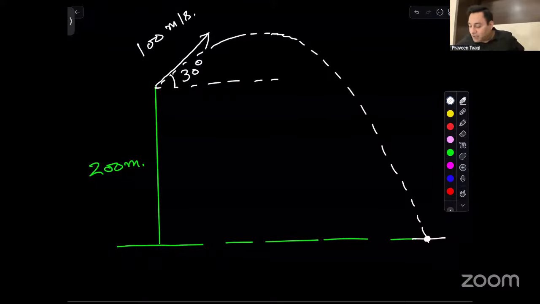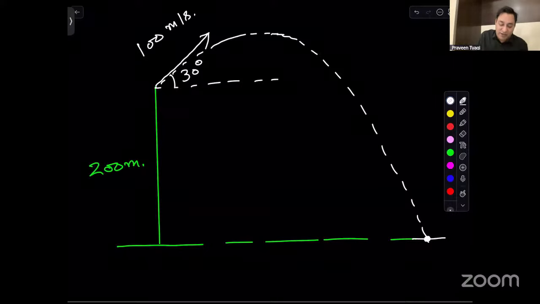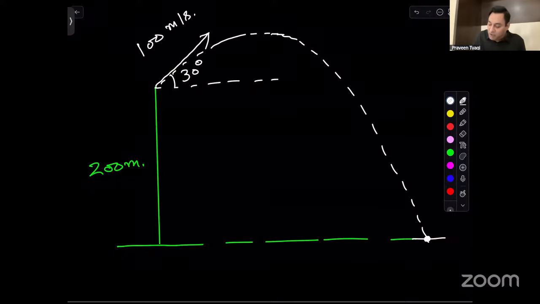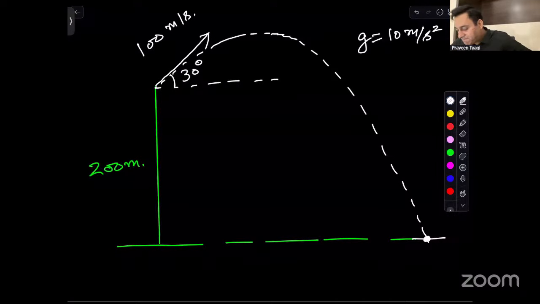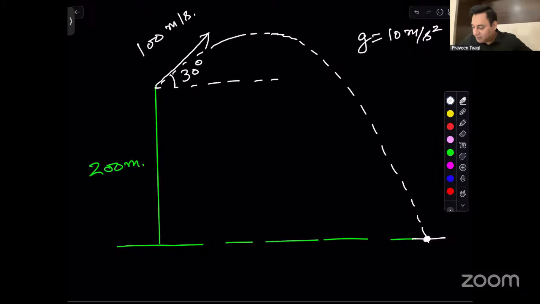How many of you can tell me what is the total time of flight now? Before it hits the ground, the total time of its flight. Let's see how many of you can do it correct. Acceleration due to gravity will be 10 meter per second square. It's not going to be an easy question. You cannot apply a direct formula. So please pay attention and try to answer it. No, 100 seconds is not the answer.